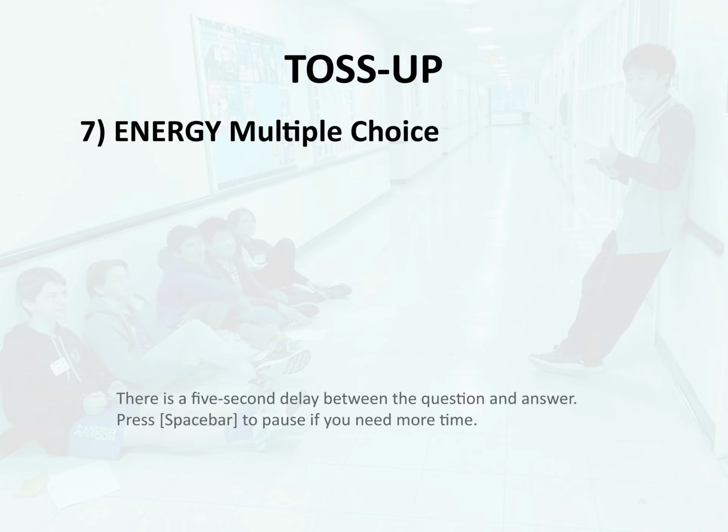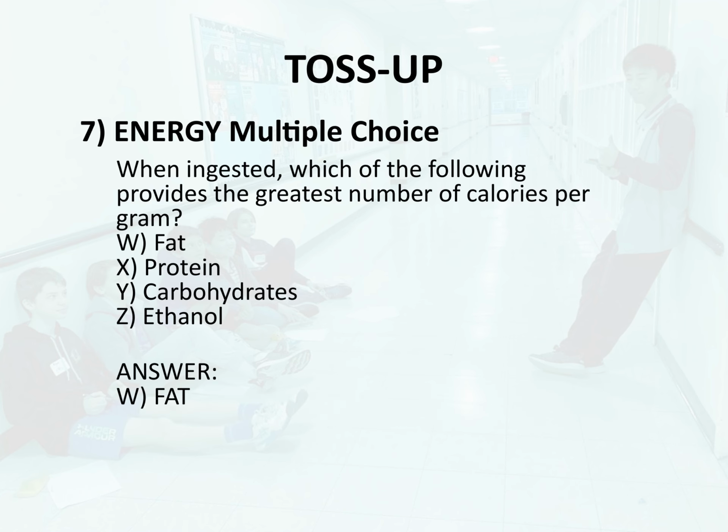Toss-up 7. Energy. Multiple choice. When ingested, which of the following provides the greatest number of calories per gram? W. Fat, X. Protein. Y. Carbohydrates. Z. Ethanol. Answer. W. Fat.